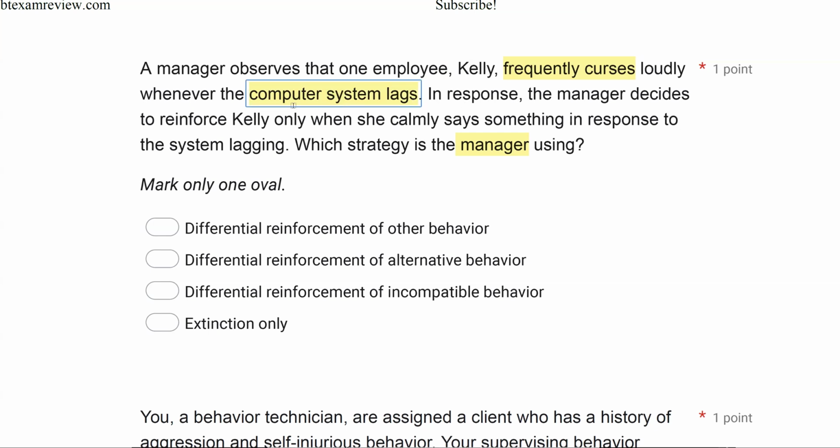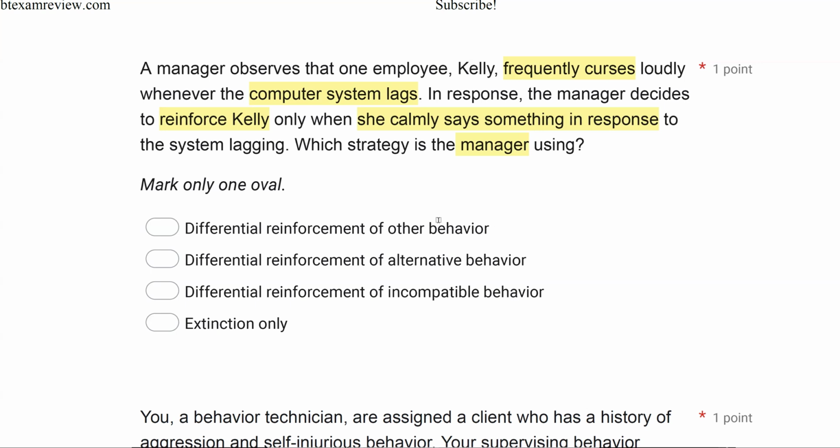Well, he says, I'm going to reinforce Kelly only when she calmly says something in response to the system lagging. Now, be careful here, right? Let's think about this. This is a differential reinforcement question. So let's ask ourselves, are we teaching a replacement behavior? Because if we're teaching a replacement, it has to be alternative or incompatible. DROs, differential reinforcement of other behavior, do not teach a replacement.